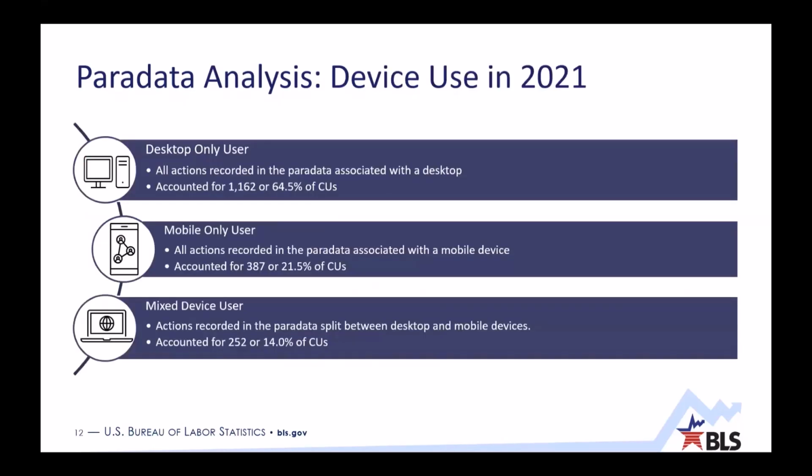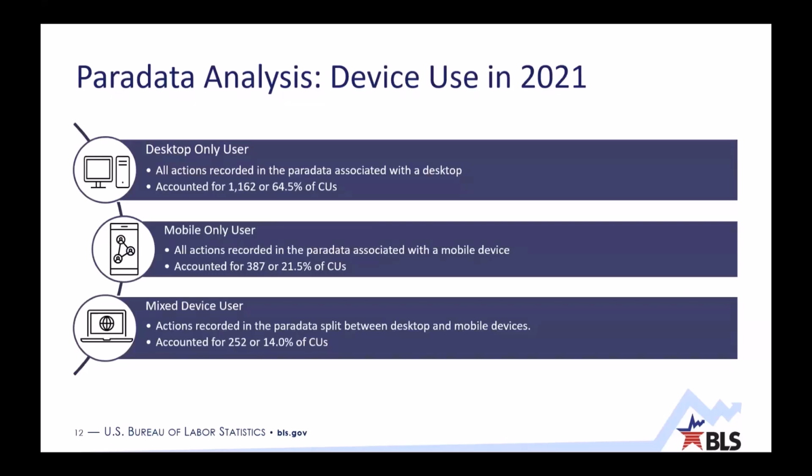For the purpose of our analysis, device use was broken down into 3 categories: desktop only, mobile only, and mixed device use. A CU was determined to be a mixed device user if they had login events in our Paradata that were associated with more than one type. So basically they had a mobile login and a desktop login over the 2 weeks.